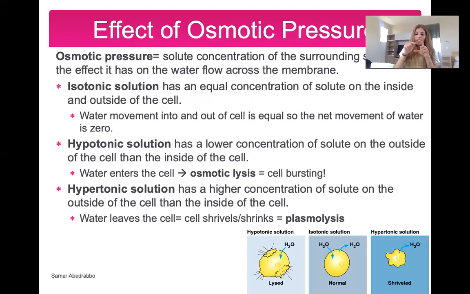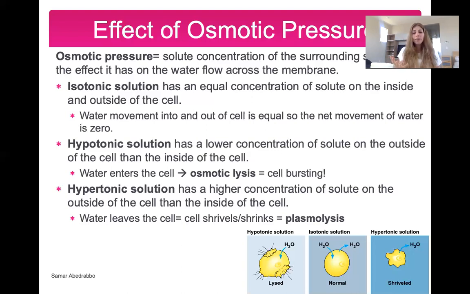So then the water in the cell will go outside the cell, because again, the water will always go where there's more salt. And when water keeps leaving, the cell will get smaller and smaller and shrivel or shrink, and we call that plasmolysis. So that's the result of a hypertonic solution.